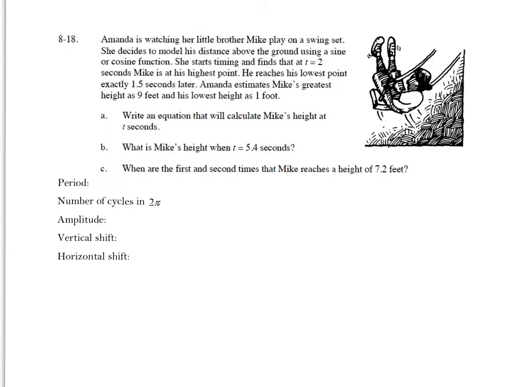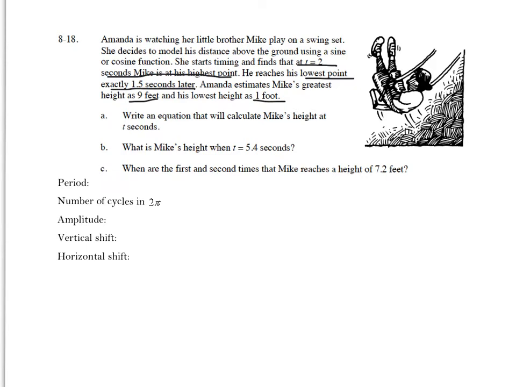It says Amanda is watching her little brother Mike play on a swing set. She decides to model his distance above the ground using a sine or cosine function. She starts timing and finds that at t equaling 2 seconds, Mike is at his highest point. Let's just give that a little underline. He reaches the lowest point exactly 1.5 seconds later. Amanda estimates Mike's greatest height at 9 feet and lowest height at 1 foot.